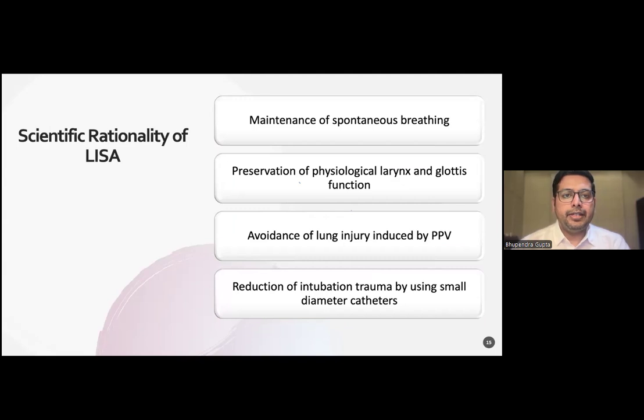So what is the scientific rationale of LISA? In LISA, the baby has spontaneous respiration. We use CPAP during the LISA method. We preserve the physiology of larynx and glottis function. There is no use of positive pressure ventilation in LISA. The surfactant is distributed through the flow of the CPAP and the spontaneous respiratory effort of the neonates. There is a reduction of intubation trauma by using a small diameter catheter.